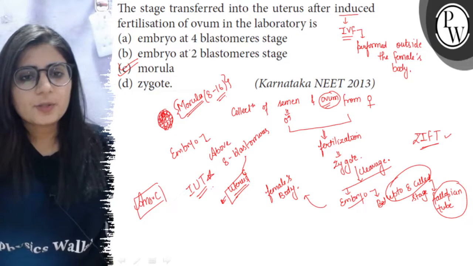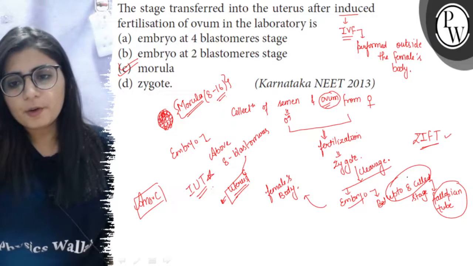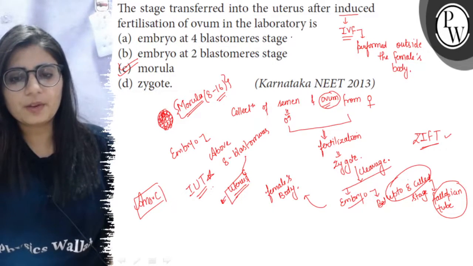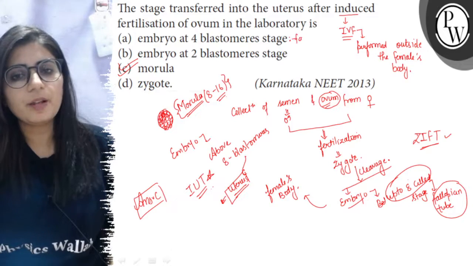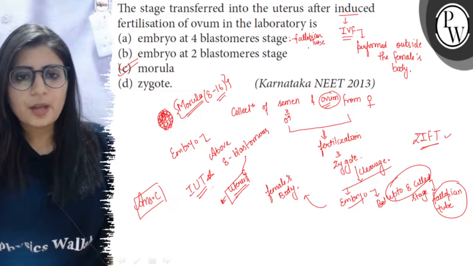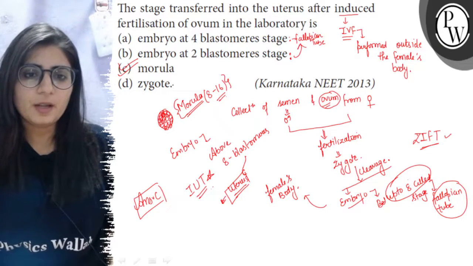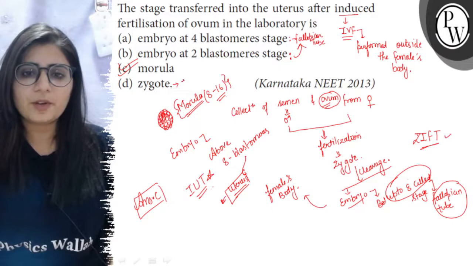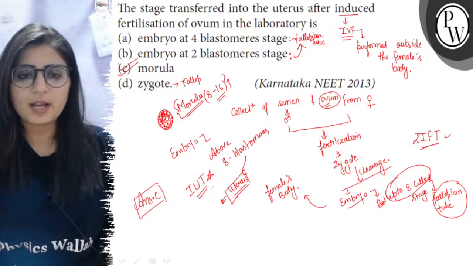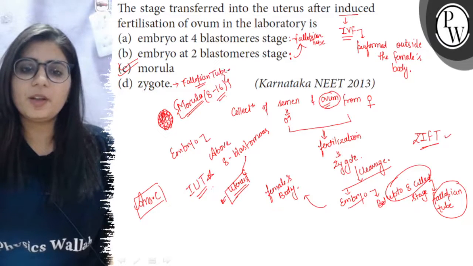Now let's see other options. Embryo at 4 blastomere stage: if an embryo before 8 blastomeres is to be transferred, then it will be transferred into the fallopian tube, not into the uterus. Also embryo at 2 blastomeres will be transferred into the fallopian tube, and when it is a zygote, it will also be transferred into the fallopian tube. So zygote or embryo up to 8 blastomeres will be transferred into the fallopian tube.